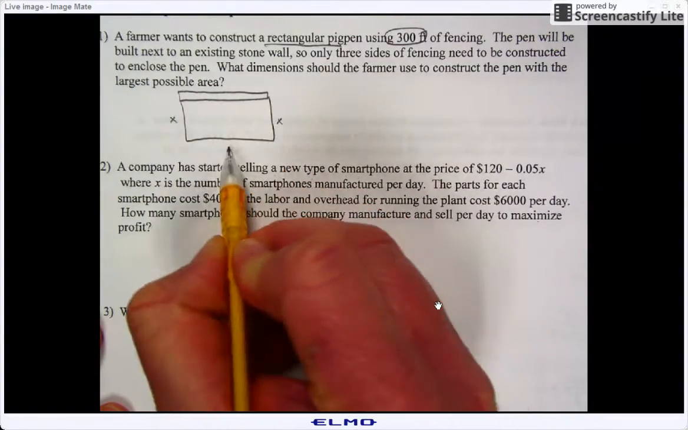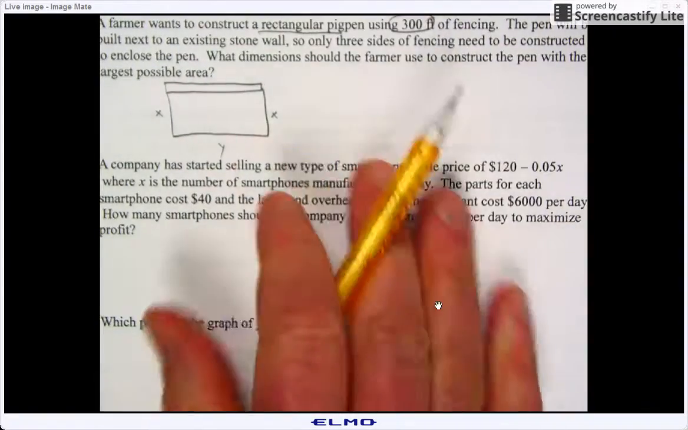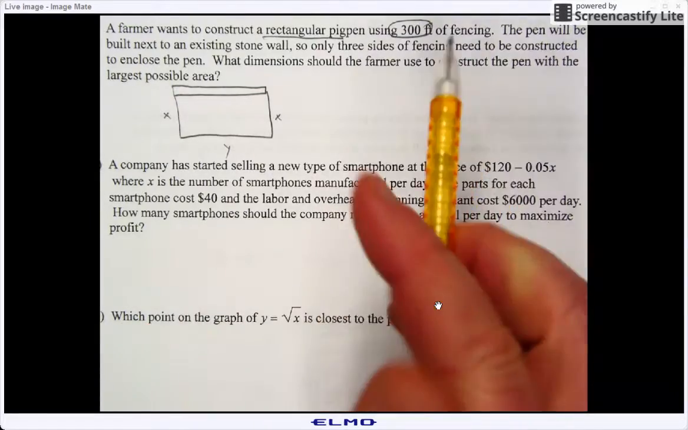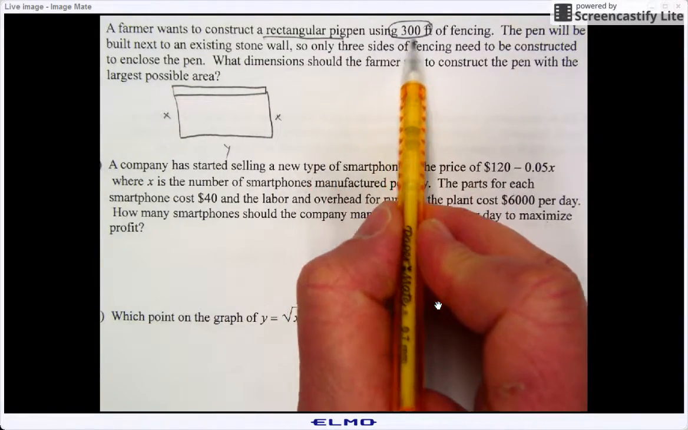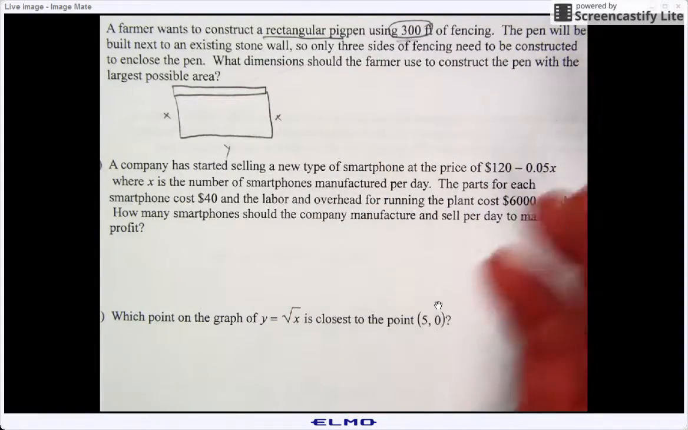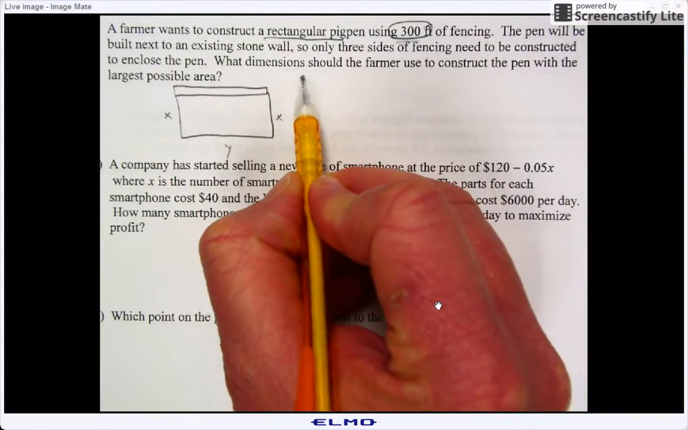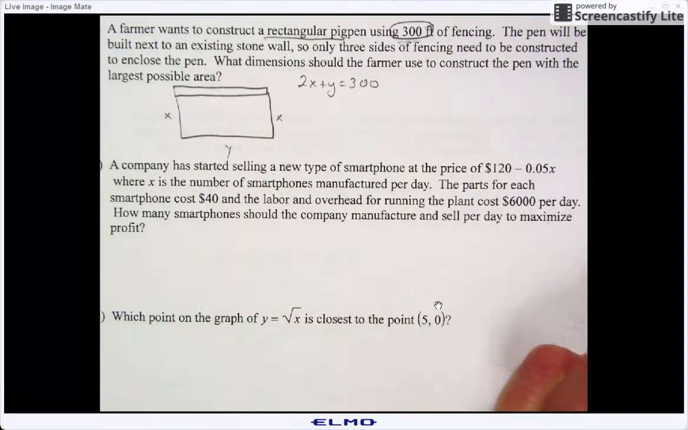Put an x and a y. It doesn't matter what variables you use. Usually I try to be consistent about it. And we want to write a formula for what we know. So the fixed item here is the amount of fencing. This is like yesterday with your paper. The fixed was the piece of paper. So the amount of fencing here, 2x plus y equals 300.